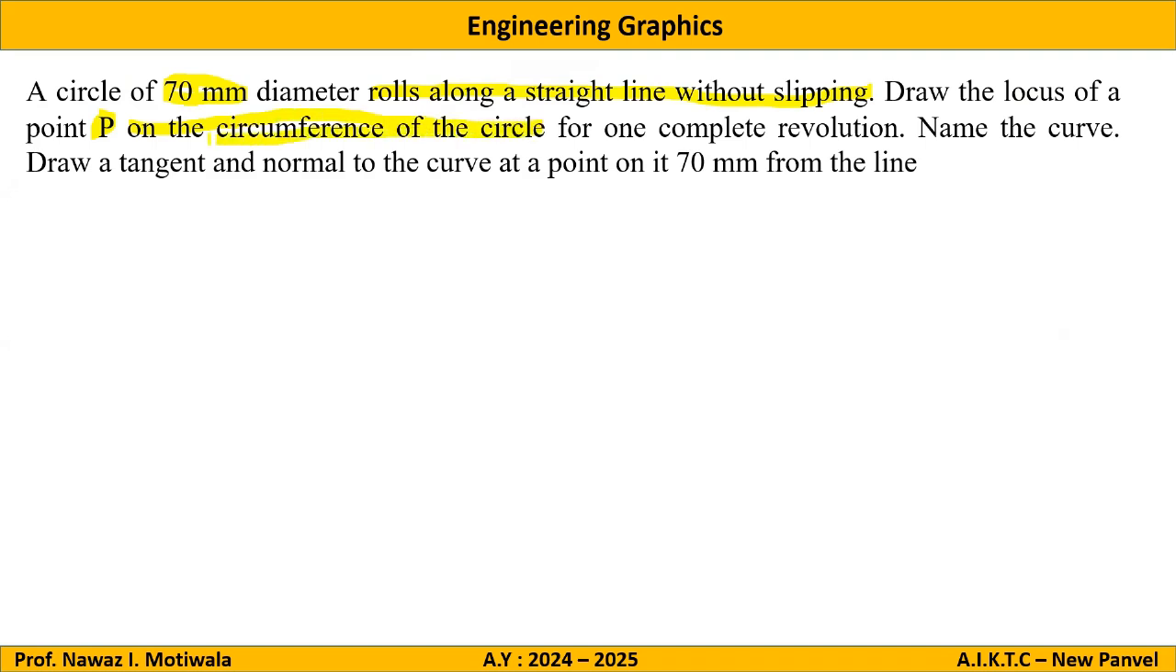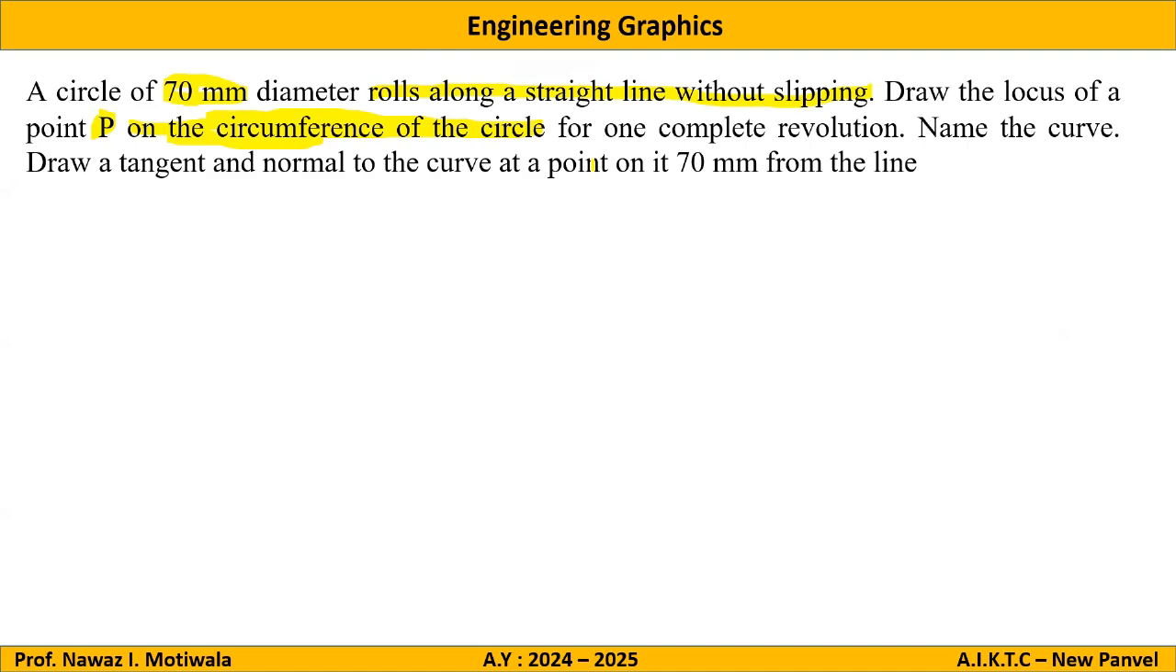This statement, point P on the circumference of the circle, gives us the hint that we have to draw cycloid and not the involute. In exam, we have seen that in the question it is asked to draw cycloid, students make involute, or it is asked to make an involute, students draw cycloid. So this is the statement which will confirm what you have to draw. You have to draw either a cycloid or an involute.